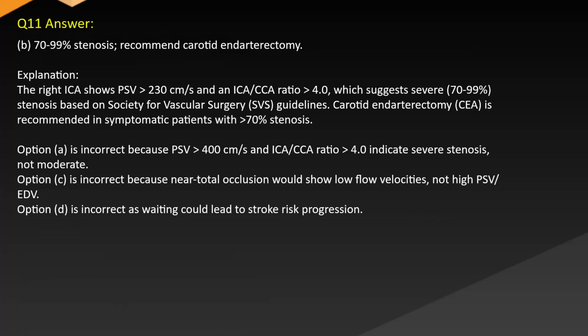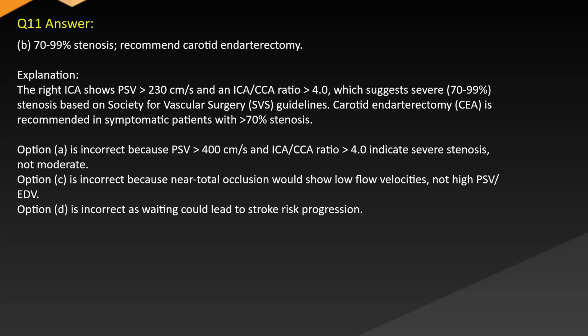Answer B. 70 to 99% stenosis. Recommend carotid endarterectomy. Explanation. The right ICA shows PSV above 230 centimeters per second and an ICA/CCA ratio above 4.0, which suggests severe 70 to 99% stenosis based on Society for Vascular Surgery (SVS) guidelines. Carotid endarterectomy (CEA) is recommended in symptomatic patients with 70% stenosis or more.